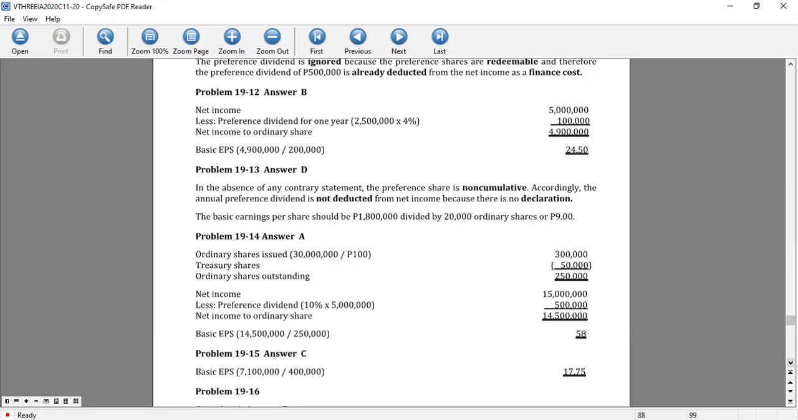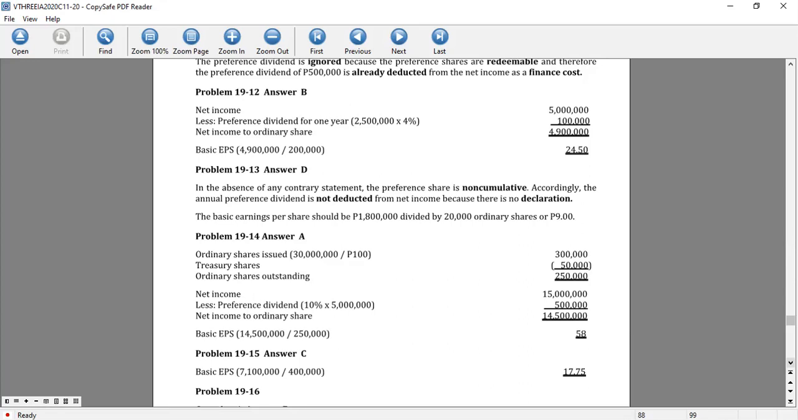On February 10, 2021, prior to the issuance of the financial statements for the year ended December 31, 2020, the entity declared a 100% share dividend on the ordinary shares. So the net income for 2020 was 7.5 million. So what amount should be reported as basic earnings per share?